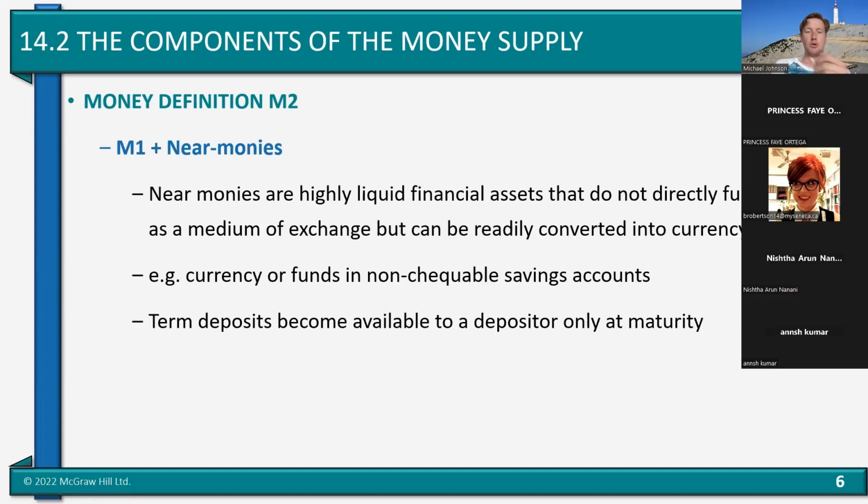Money definition M2, M1 plus near monies. Near monies are highly liquid financial assets that do not directly function as a medium of exchange but can be readily converted into currency. Examples are currency or funds in non-checkable savings accounts. Term deposits become available to a depositor only at maturity.